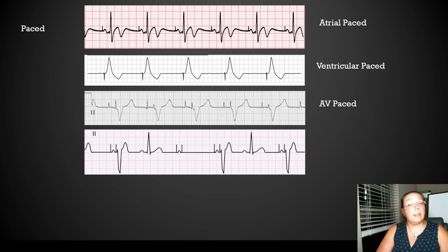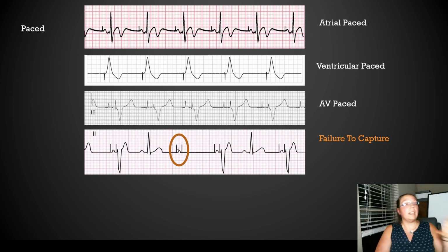Remember our failure to capture, failure to sense. So here we have a failure to capture. That pacemaker sent something to the heart, but the heart wasn't looking at it. It was looking the other way. So the heart didn't do what it was supposed to do. It didn't depolarize and contract, so it failed to capture that electrical impulse.